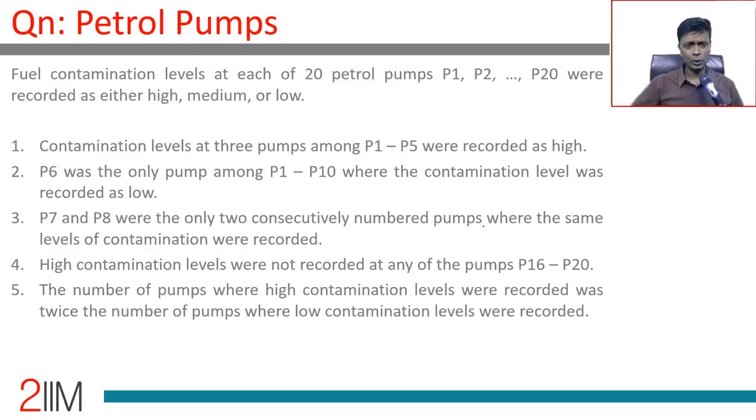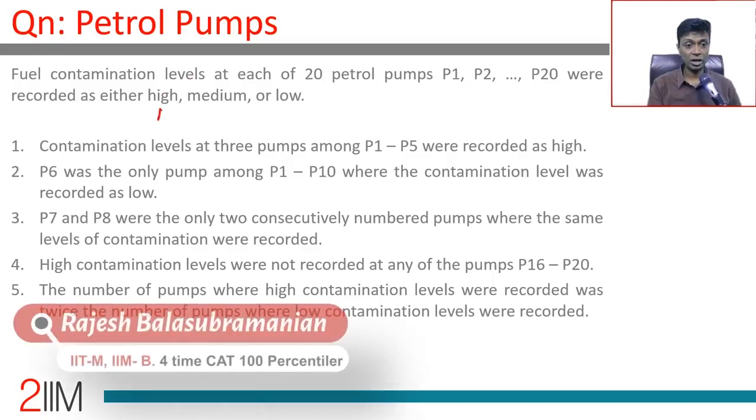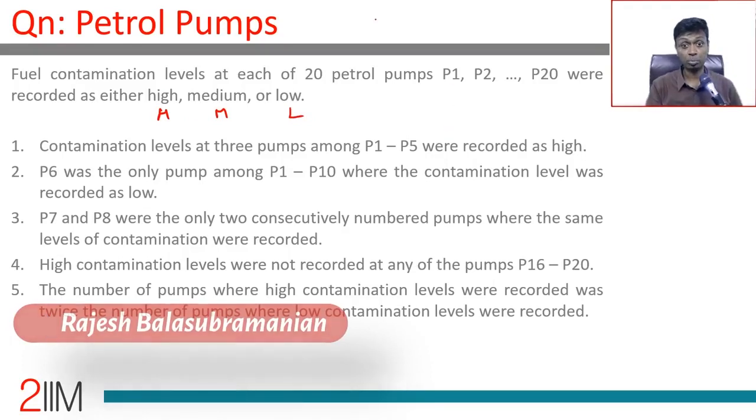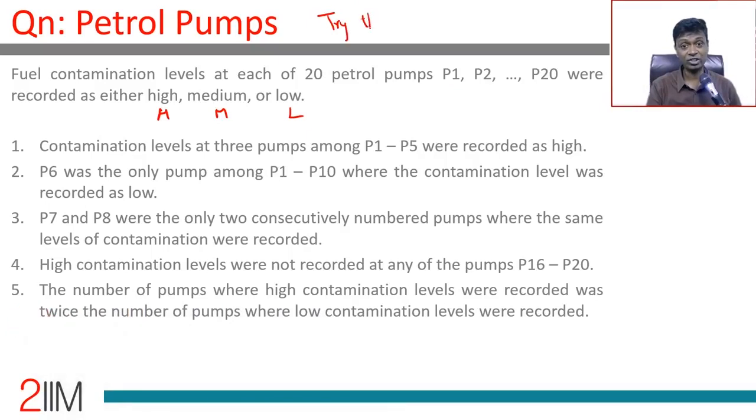Petrol pumps. Fuel contamination levels at each of 20 petrol pumps, P1 to P20, were recorded as either high or medium or low. And once again, before you proceed further with this, please try this extensively. I'm going to read this. You need to have time to consolidate all the moving parts in your own mind before you can take value from the solution.